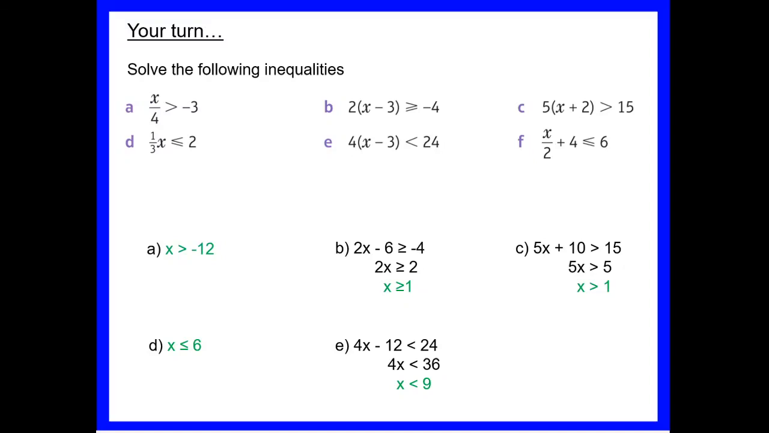Sorry about that. And finally, the last one then. So no brackets this time. We need to get rid of the plus 4 first by subtracting 4 from both sides. So x over 2 is less than or equal to 2. Then we need to multiply both sides by 2. So x is less than or equal to 4. Make sure you're happy with those answers and that you've shown your working out clearly as well.